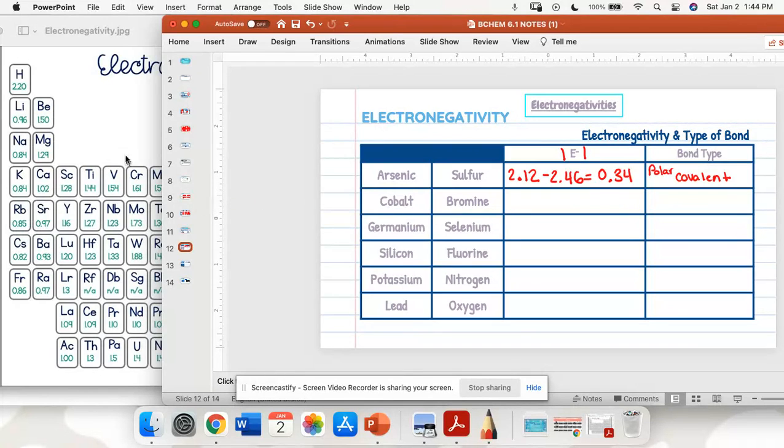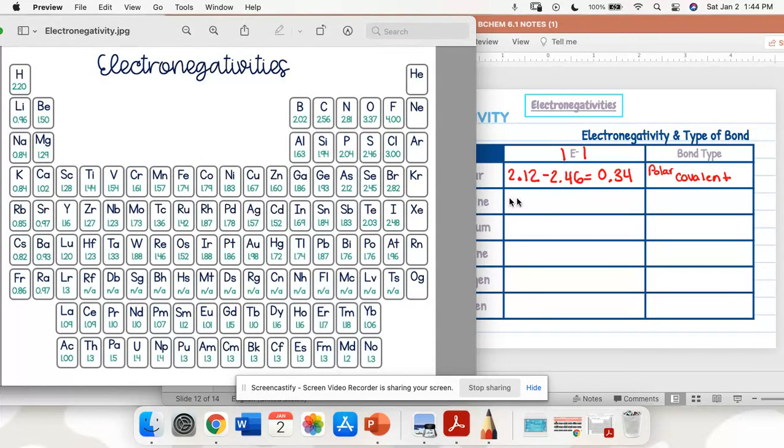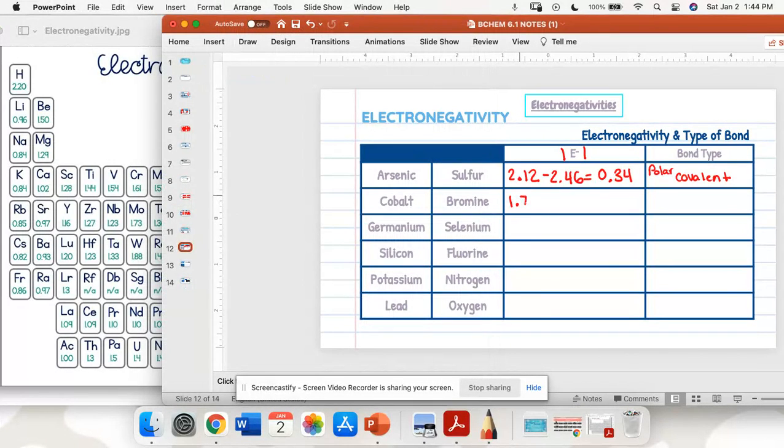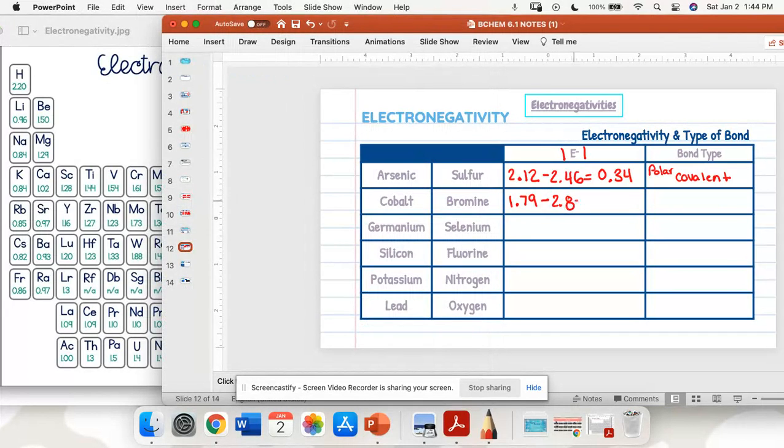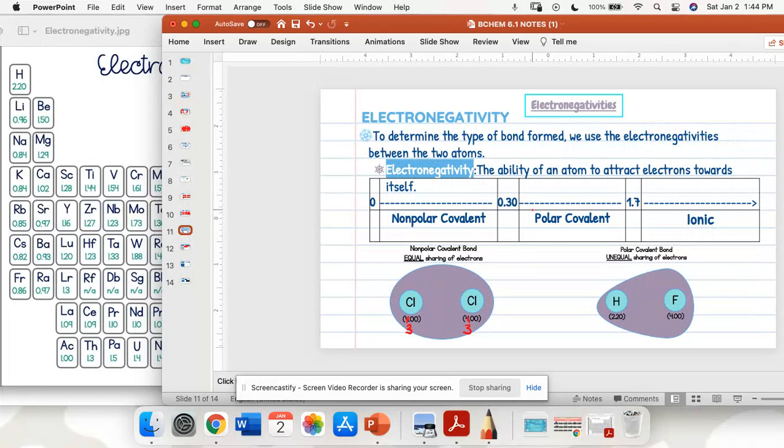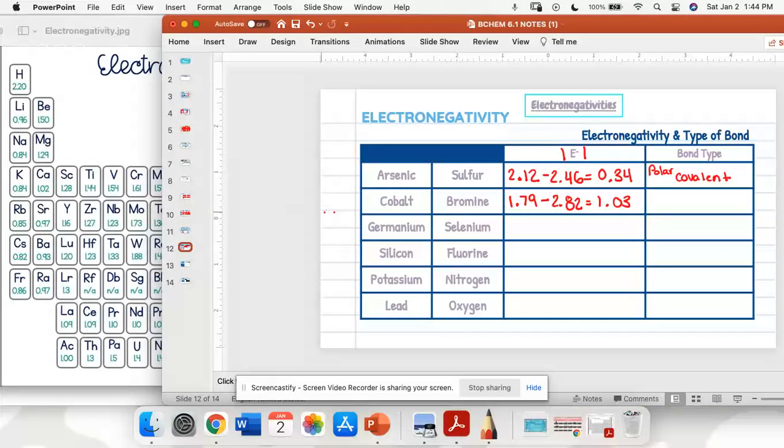All right, this next one, cobalt, so Co is 1.79. And bromine, which is 2.82. When you subtract those, again, it's absolute value, so it's 1.03. So that, if you go back to this previous slide over here, anything between 0.3 and 1.7 is considered polar covalent. I'm just going to do this so I don't have to rewrite it and to make a super long video.